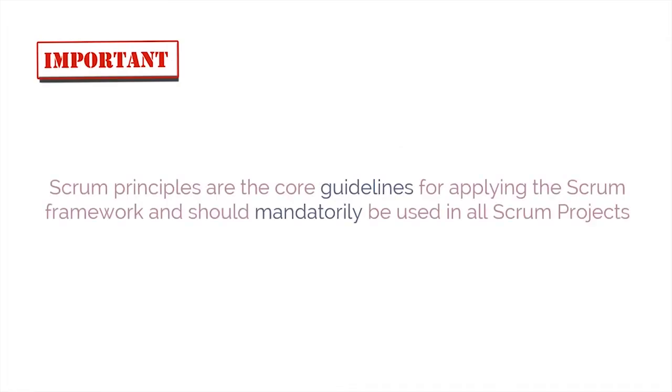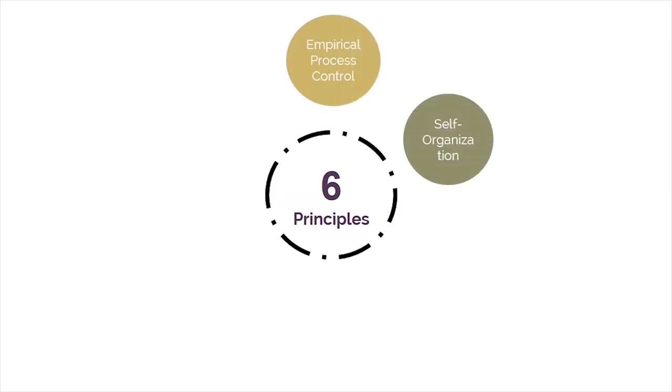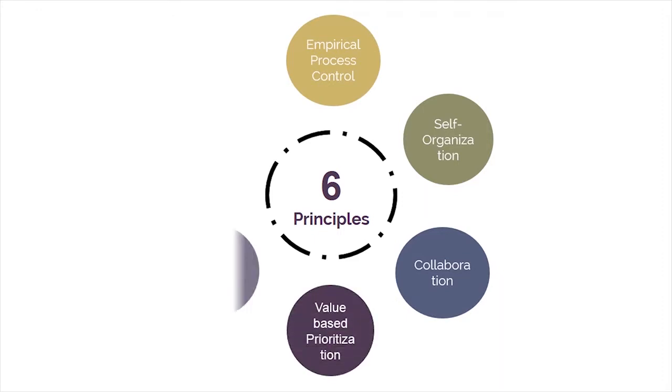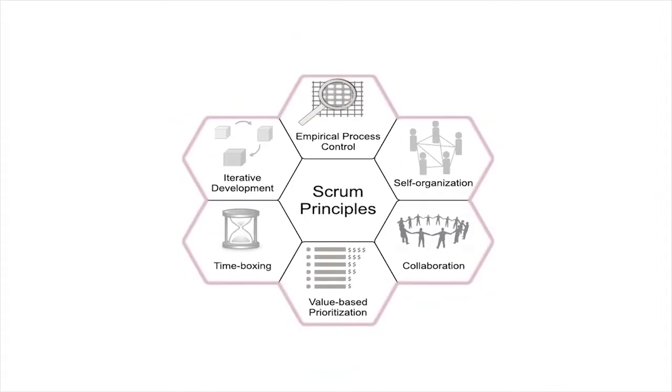Because the Scrum principles are the core guidelines for applying the Scrum Framework, and should always be used in all Scrum projects. So let's take a look at these principles. The 6 Scrum principles are empirical process control, self-organization, collaboration, value-based prioritization, time boxing, and iterative development. You can see how they are arranged in this diagram.